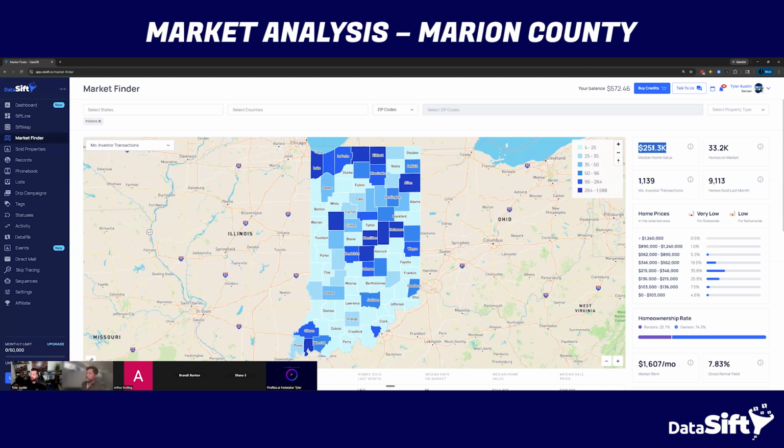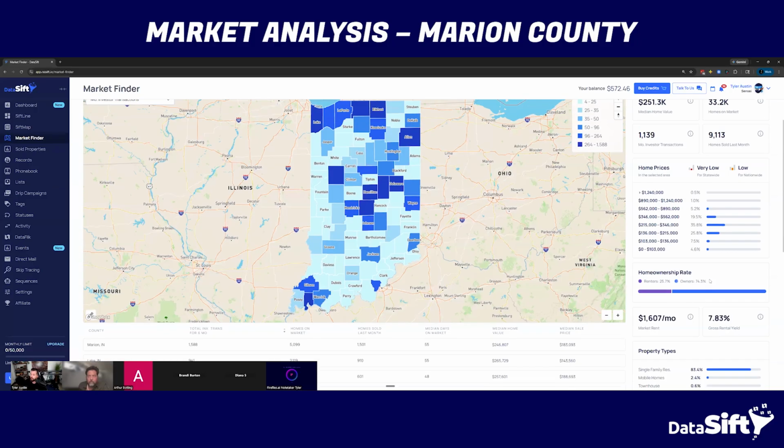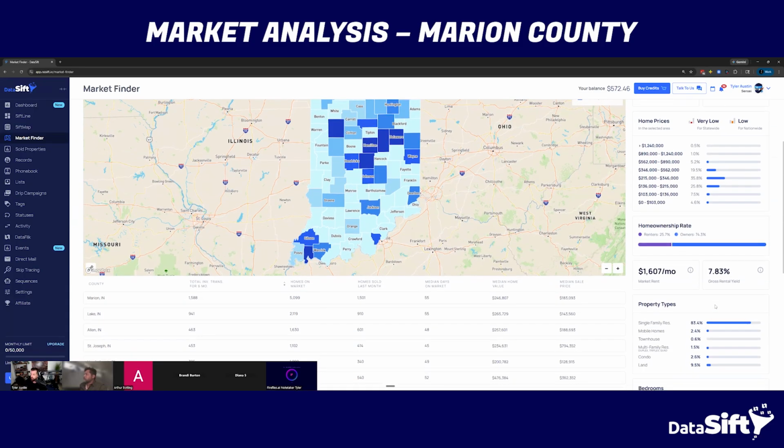Okay. So I see 250,000. What I want to do is scroll down and look at my home ownership rate. I see predominantly most of Indiana is owner occupied, which means there's not a ton of absentee land overall compared to single family residences, and there's not a ton of absentee owners overall.